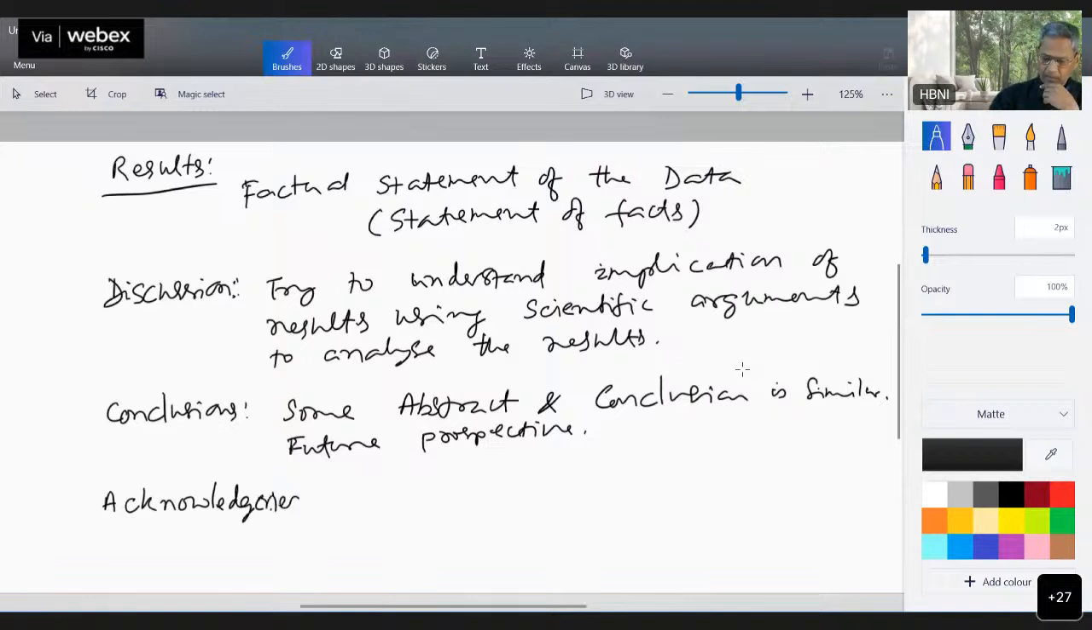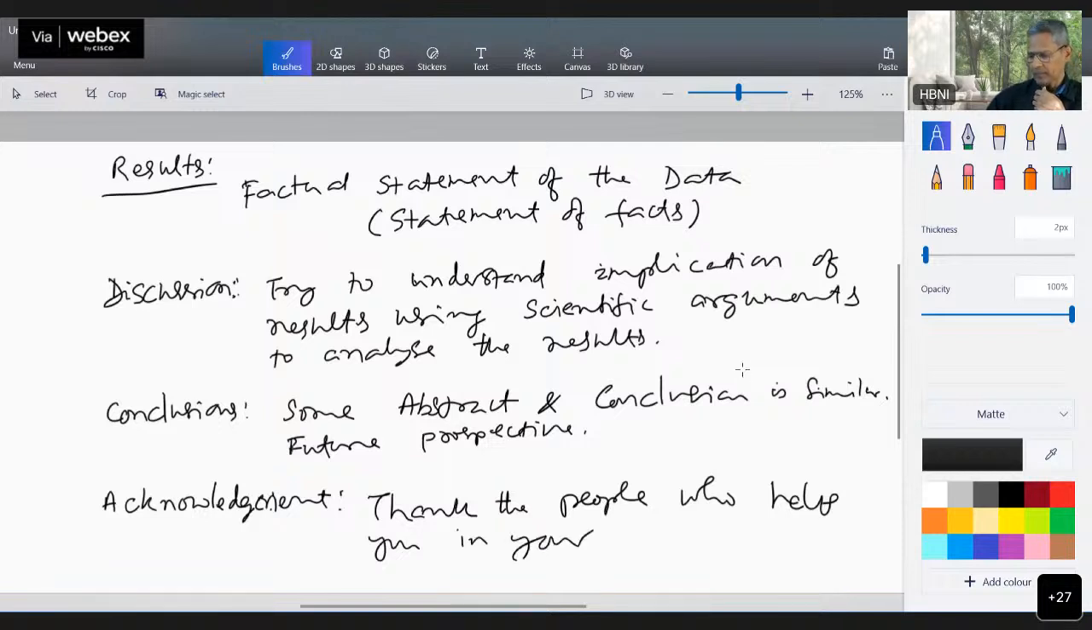Acknowledgement. Here you thank the people, those who are... so this is the typical structure of a journal paper. So you know the structure now, and you have the outline also. Then you have to prepare the manuscript.